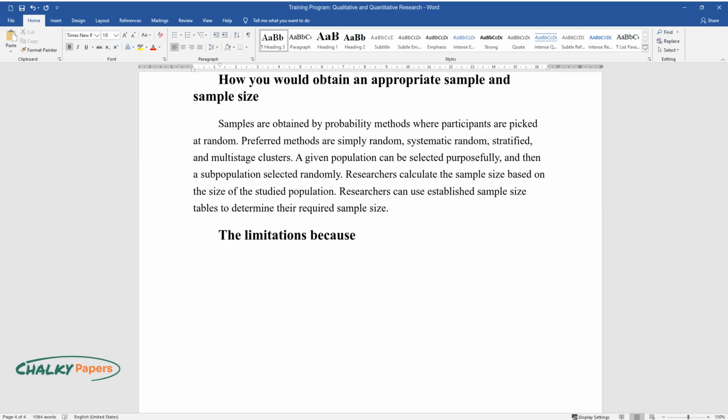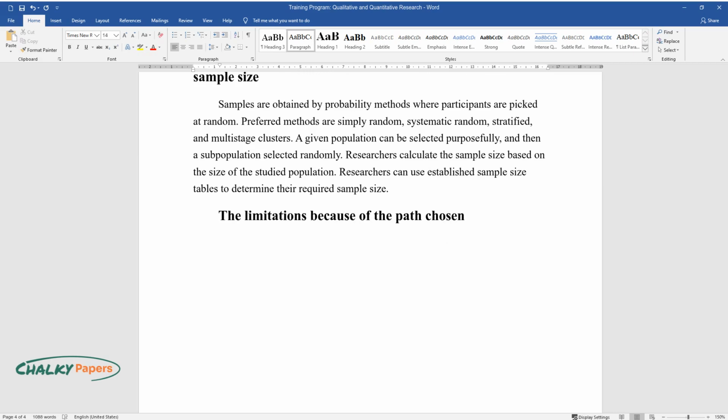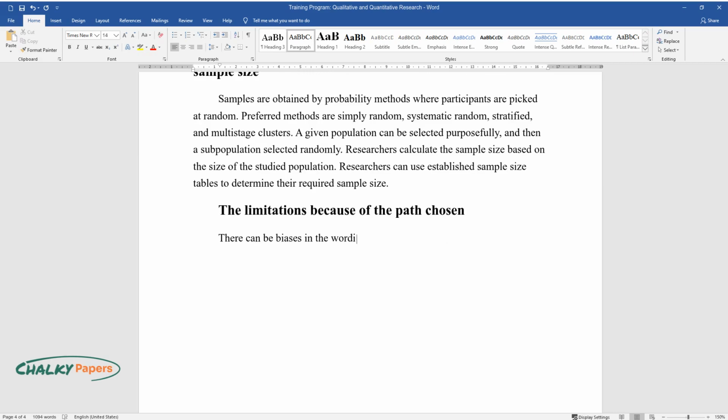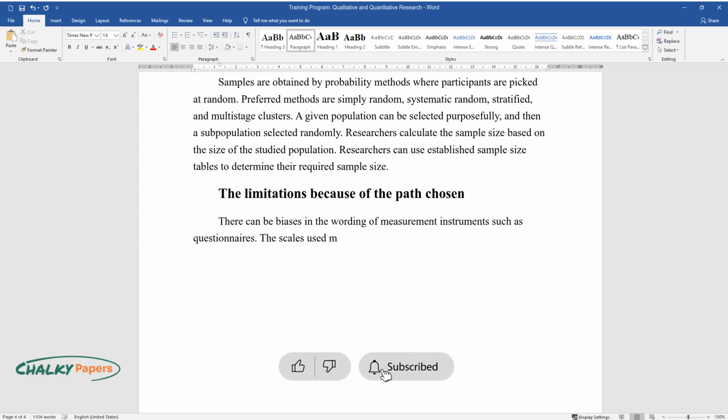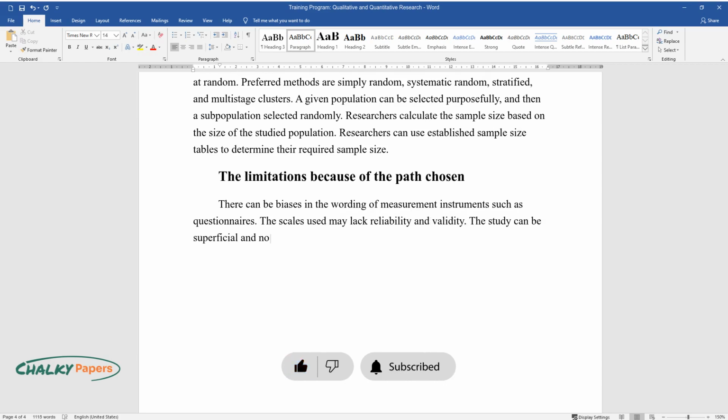The limitations because of the path chosen. There can be biases in the wording of measurement instruments such as questionnaires. The scales used may lack reliability and validity. The study can be superficial and not generalizable.